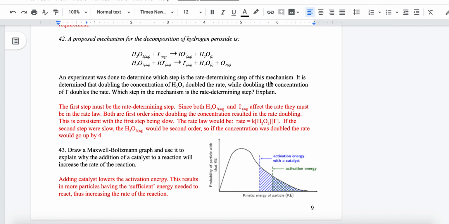43, Maxwell-Boltzmann. You definitely should be able to draw a Maxwell-Boltzmann diagram and use that diagram to explain how a catalyst changes the activation energy, or how a different temperature changes the number of effective collisions. It's something we've done before, but now we're applying it to this new situation. So remember, the catalyst lowers the activation energy. So as we can see from the shaded area, we have more particles that are meeting that minimum energy needed to react.